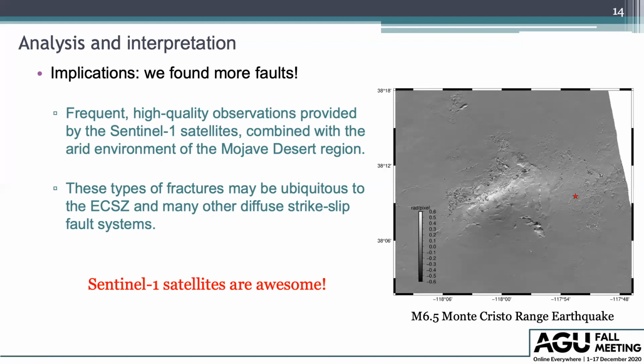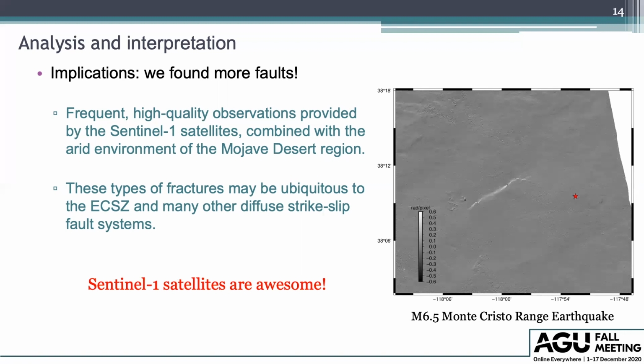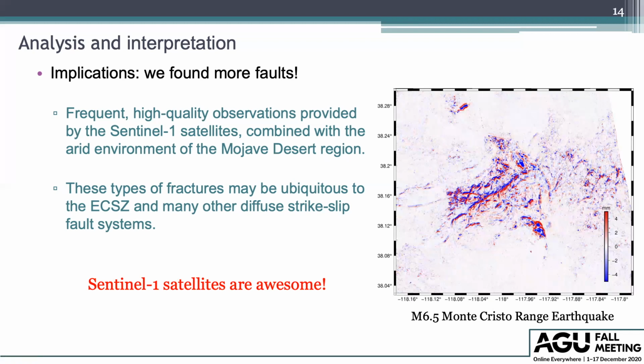Also, we believe these types of fractures may exist in many other diffuse strike-slip fault systems, like the recent 6.5 Monte Cristo Range earthquake, where you could even find a shallow post-seismic fracture. However, most of them, when you look at the decomposed map, are prograding. This could be due to this area being inside Walker Lane belt and under transtensional stress.